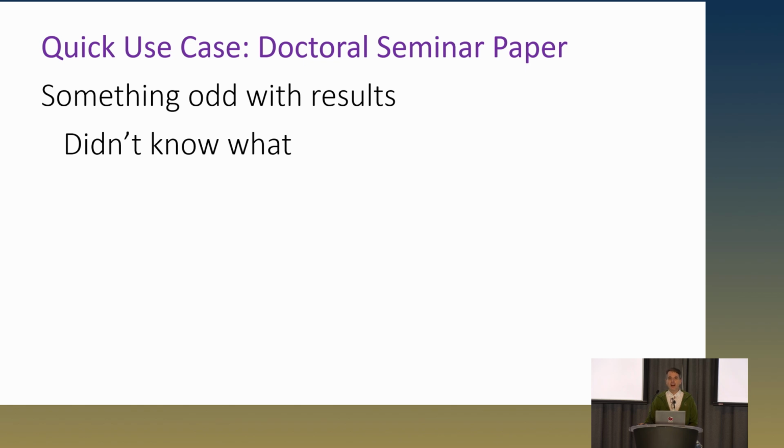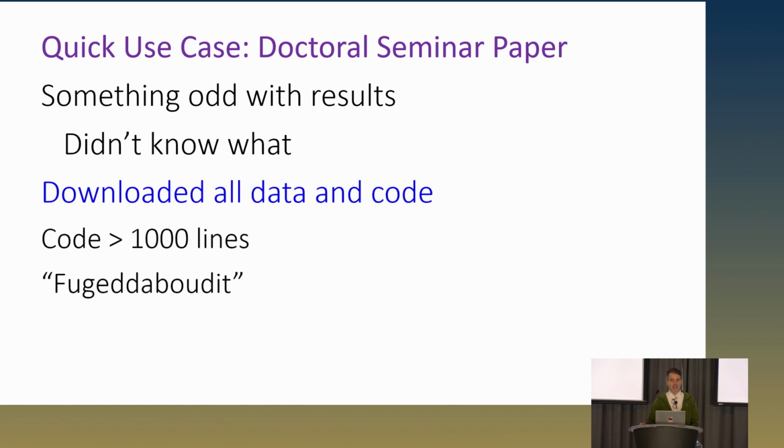They recruited hundreds of people to do coin flips and record them from all over the world. And then they made all their data and code available. It was amazing. So it was publicly available. I downloaded all their data and their code. The code is over 1,000 lines.